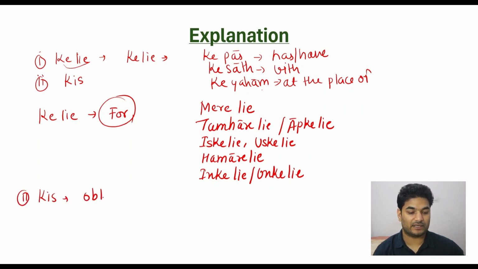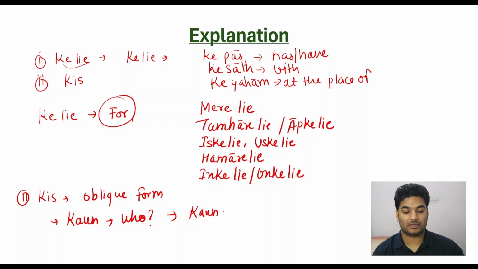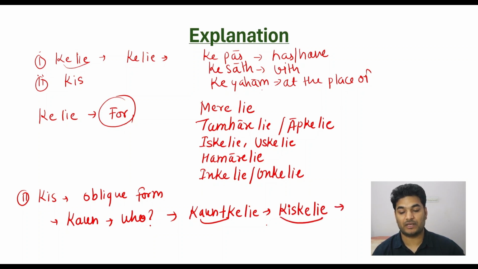Now the second thing, किस. किस is basically an oblique form. We have seen it in the last chapter. कौन is who, and with कौन, if we put a postposition, then कौन will change its form and it will become किस, and किसके लिए would be for whom.